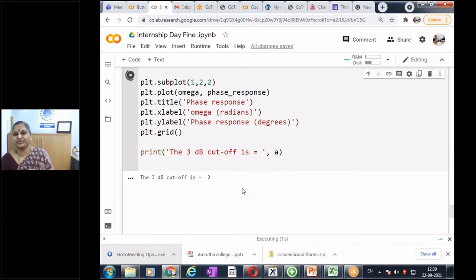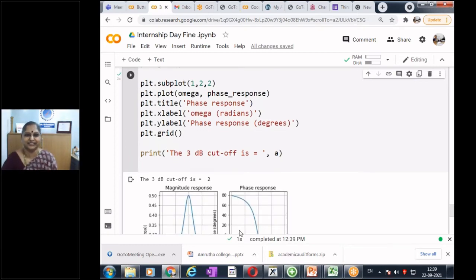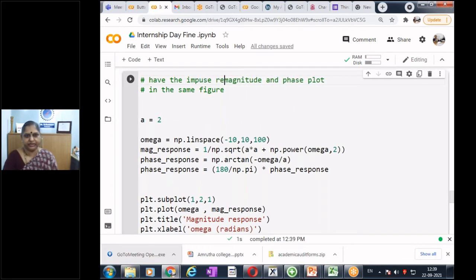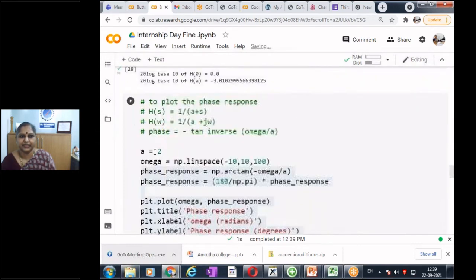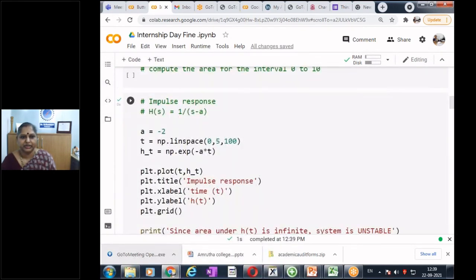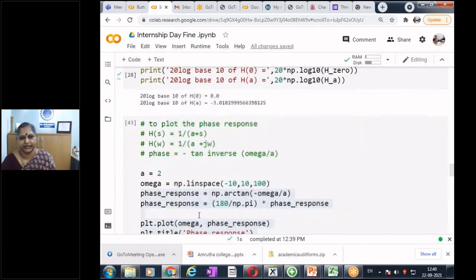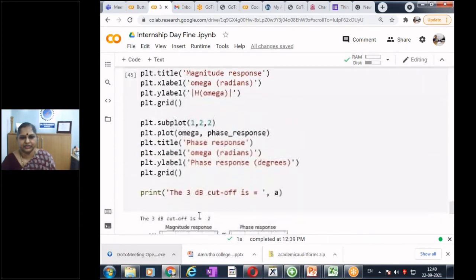If you want to have the impulse response also, we can have that also in this curve itself. So let us put the magnitude plot, the phase plot, the impulse response also in the same curve. So let us get the lines for the impulse response from above. Where is my impulse response? This is what I have. I have H of S. I have this plot. Let me get this curve. I need A, I need H of T, and I need this plot. Let me get that line from the impulse response. And this is what I have.